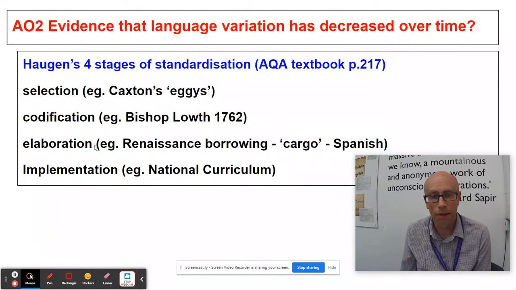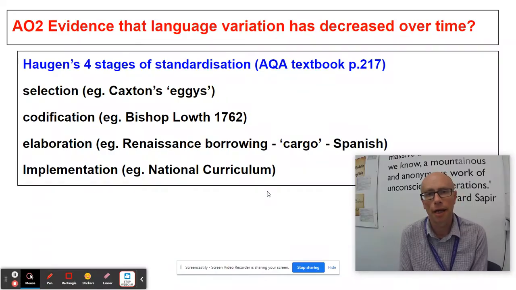And you think, for example, about the Renaissance period when we have lots of borrowing happening, where English-speaking people for the first time are hearing words from different cultures, like cargo from Spanish, and they're starting to use that kind of word. So the elaboration process is a sort of counter-argument to the idea that language variation is decreasing over time.